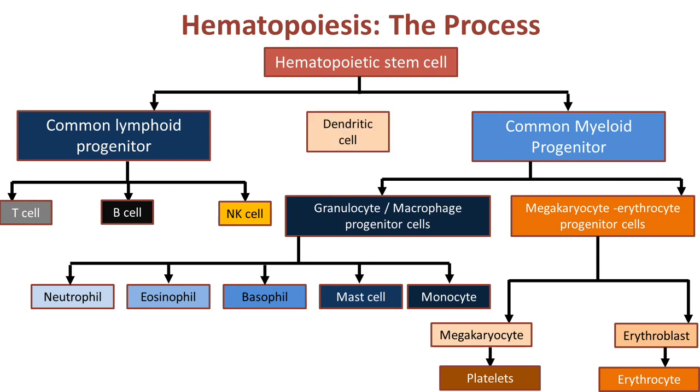Now there is one more cell called the dendritic cell. The dendritic cell is also called an antigen presenting cell. Now what is an antigen presenting cell? We will study this again in the upcoming videos. The point here is that the dendritic cell is quite a unique cell because it can be derived from either the common lymphoid progenitor cell or the common myeloid progenitor cell. In other words, this dendritic cell can be derived from both. It can come from either myeloid progenitor or lymphoid progenitor cells. So this is the flow chart that tells us about hematopoiesis.